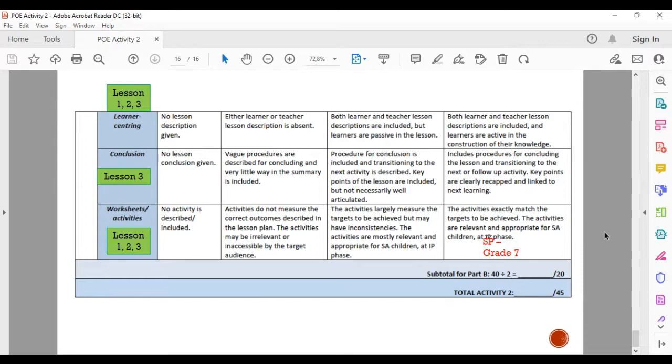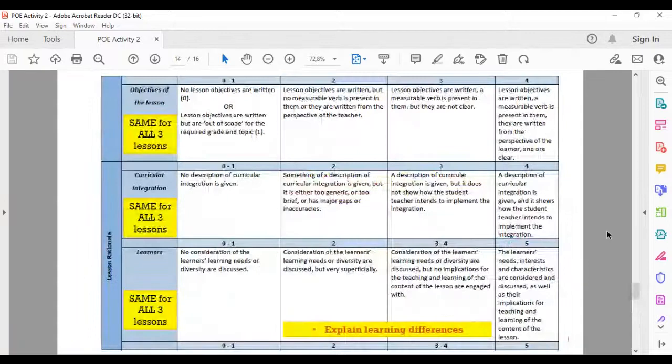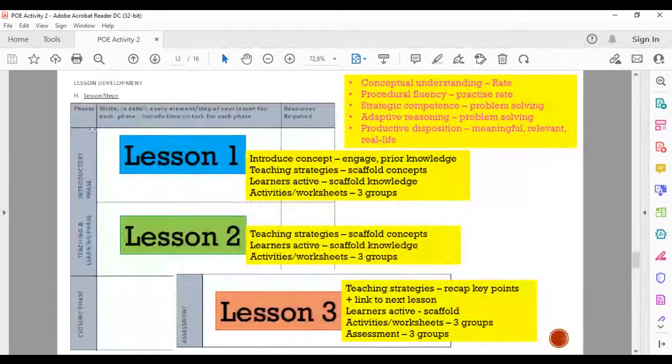Right, so what you need to remember here is to please have only one lesson plan, and to make sure that you give enough detail in these phases: the introductory phase, the teaching and learning phase, and the closure phase, so that it is a lesson on its own. So in lesson 1, an entire lesson is described here. An entire lesson is described here in the teaching and learning phase, and an entire lesson is described in the closure phase with an assessment as well. So lesson 3 is the closure phase as well as the assessment.